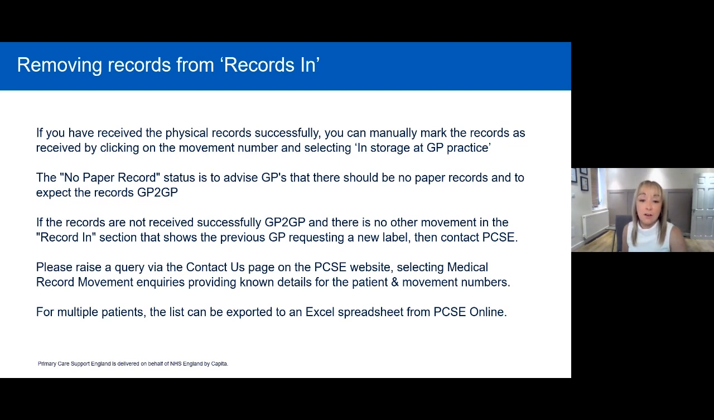Now, if you do need to contact us because of this, we just ask you to raise a case via the Contact Us page on the PCSE website, and then select the medical record movement inquiries, making sure that you provide the details for the patient and the movement numbers. Now, if you do have multiple patients that you need to inform us about, you can export this list and include it in an Excel spreadsheet from PCSE Online and send us that, which would be much more efficient than sending in single inquiry forms to us.